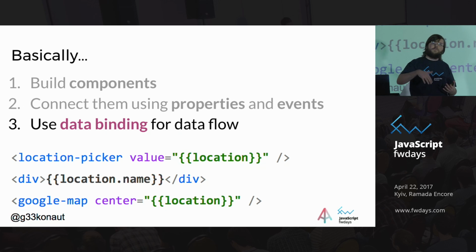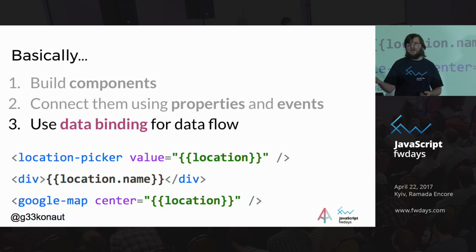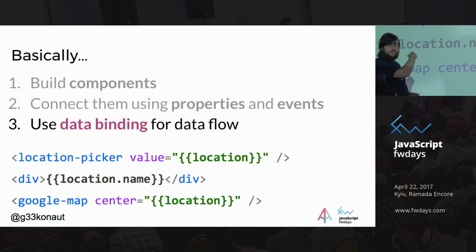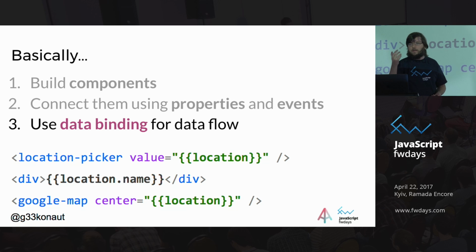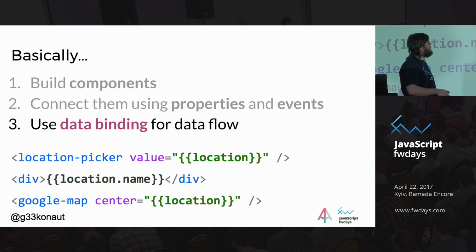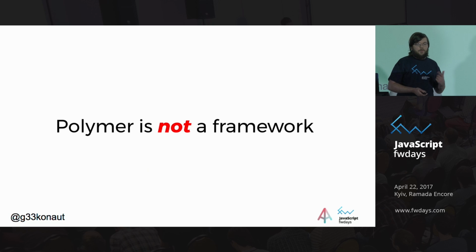You think about how data flows through. You can also use things like Flux architectures or Redux with this, because where this data comes from doesn't really matter, right? It can come from a Redux store, for instance. And you can use the events to trigger actions and so on and so forth. So that's quite nice. But Polymer is not a framework.